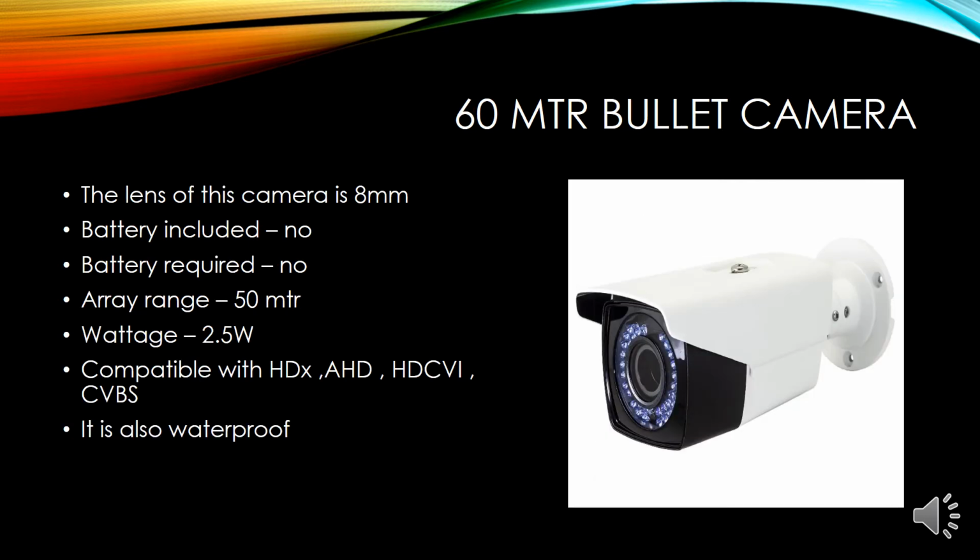And another camera we are going to use is the 60-meter bullet camera. The lens of this camera is 8 mm, which helps to observe a clearer image of a place that is far away. It has no battery, and it doesn't require one. It works with 12-volt DC, and it has an array range up to 50 meters. So with the help of the array, it can also work with up to 50-meter night vision, and the wattage is 2.5 watts. It is compatible with HD, AHD, HDCVI and CVBS, and it is also a waterproof camera.